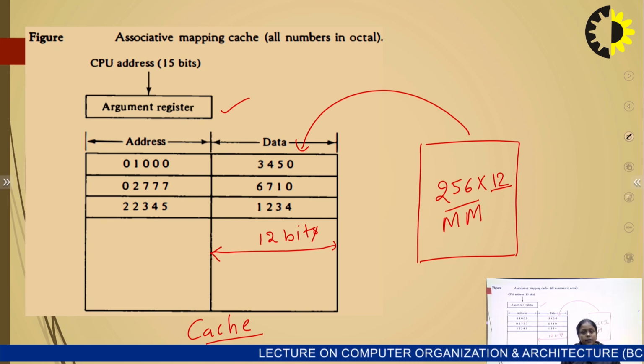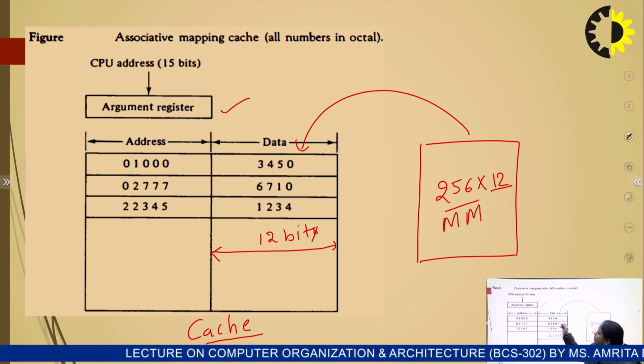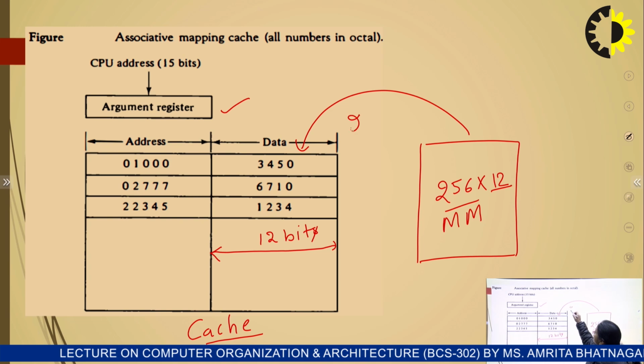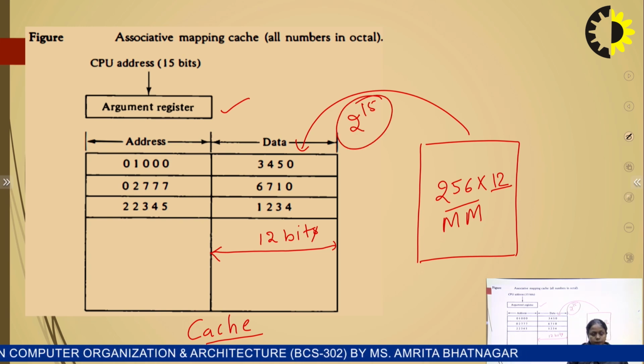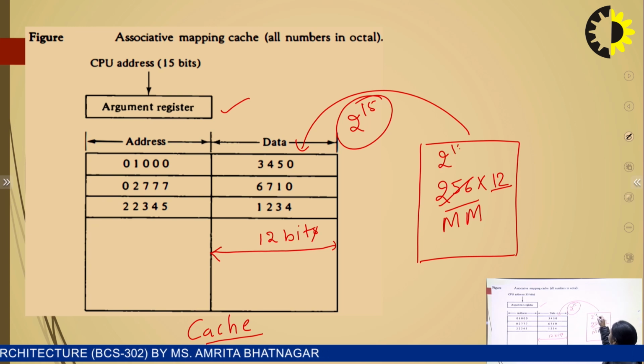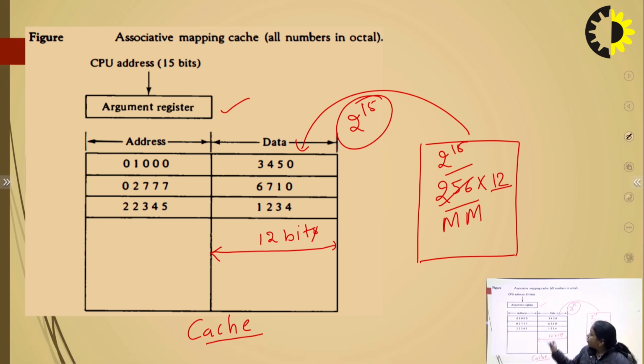For example, we have a 15-bit CPU address. What does it mean? Our main memory size will be 2 raised to power 15, if we are using a 15-bit address here. Fine. So here we will have 2 raised to power 15 words into 12. Each word has 12 bits. Now you can see here, this is the address. So in the argument register we will have the 15-bit address which is produced by the CPU.